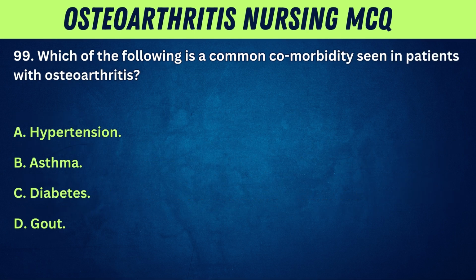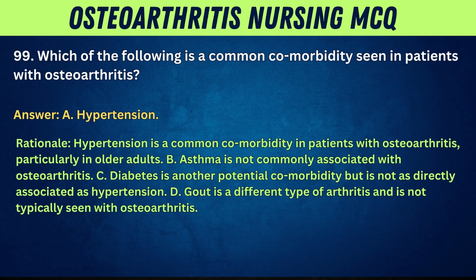99. Which of the following is a common comorbidity seen in patients with osteoarthritis? A. Hypertension. B. Asthma. C. Diabetes. D. Gout. Answer: A. Hypertension. Rationale: hypertension is a common comorbidity in patients with osteoarthritis, particularly in older adults.